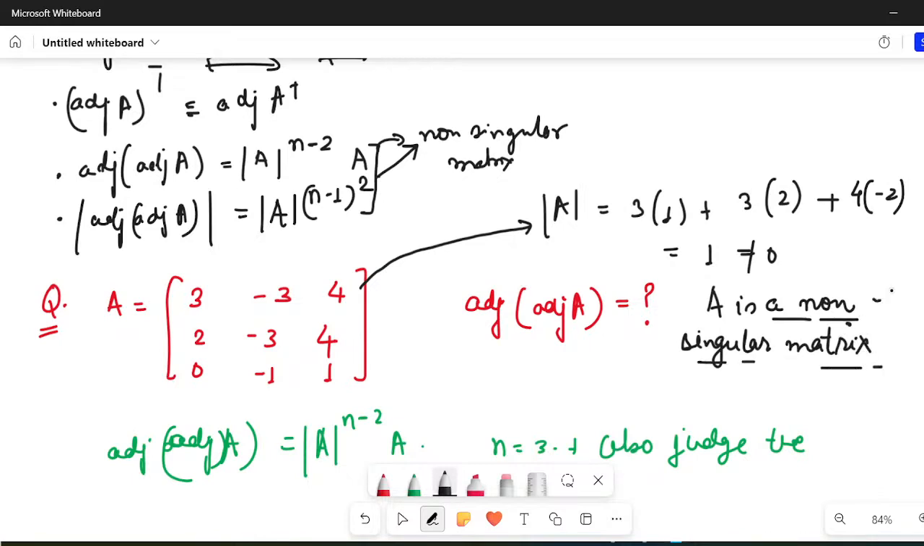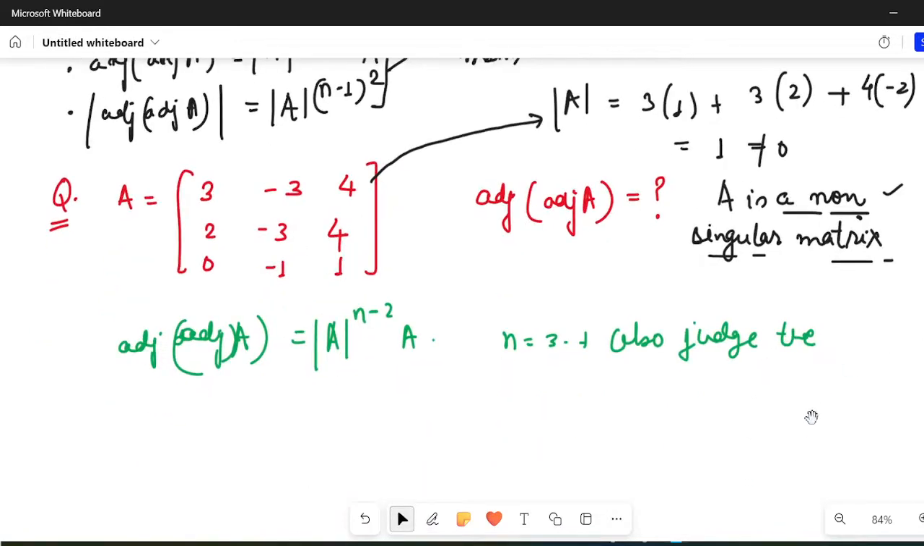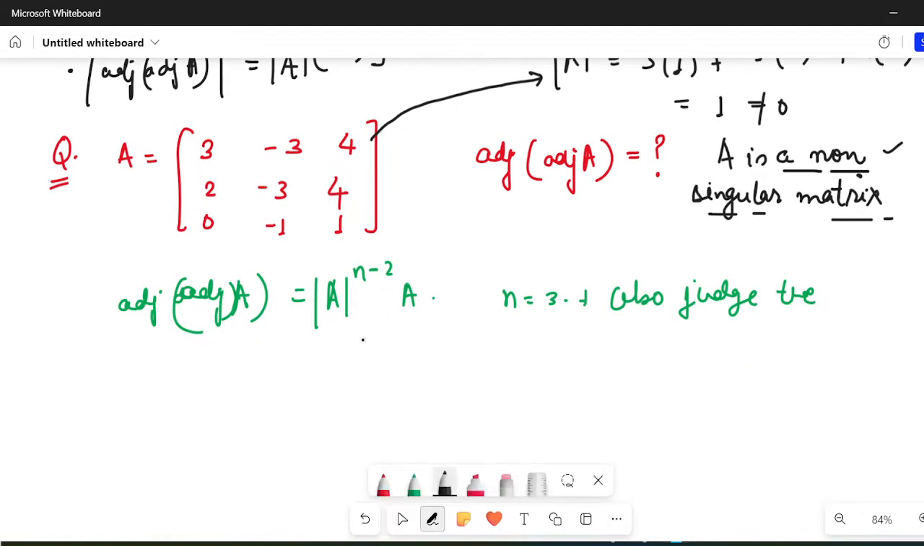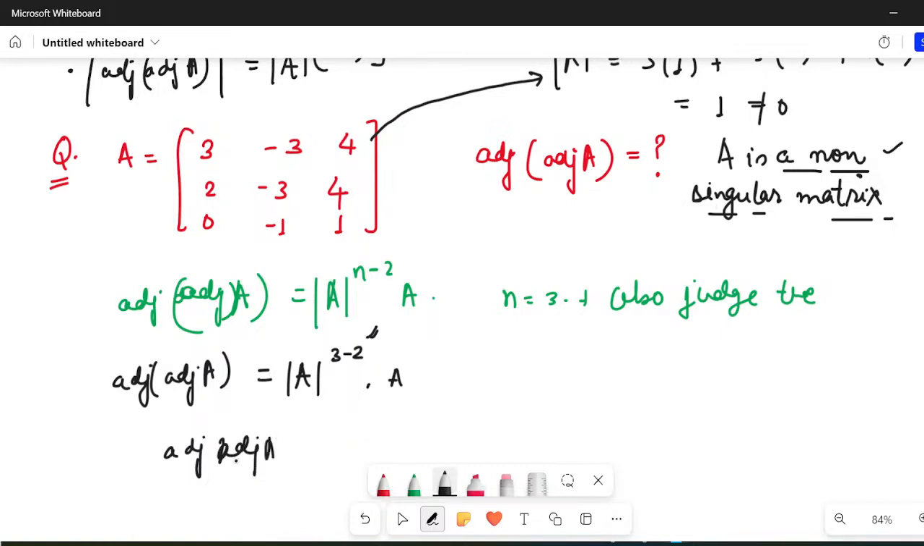A is a non-singular matrix. Now let us do this particular problem. We want to find adjoint A, which is equal to determinant A raised to power 3 minus 2 into A. The determinant of A is 1, so 1 raised to that power is 1. So adjoint of A would be nothing but the matrix itself.